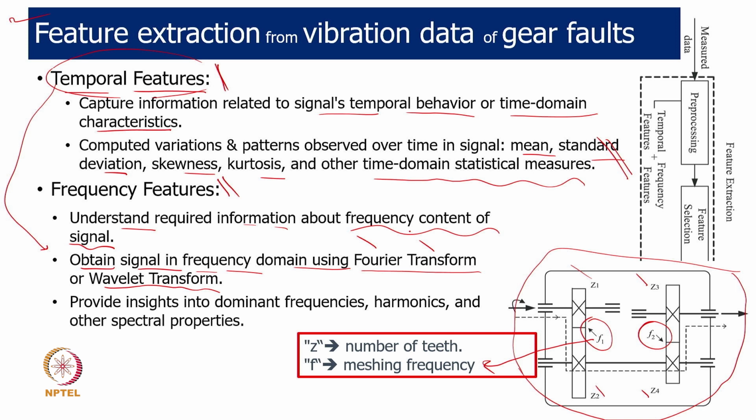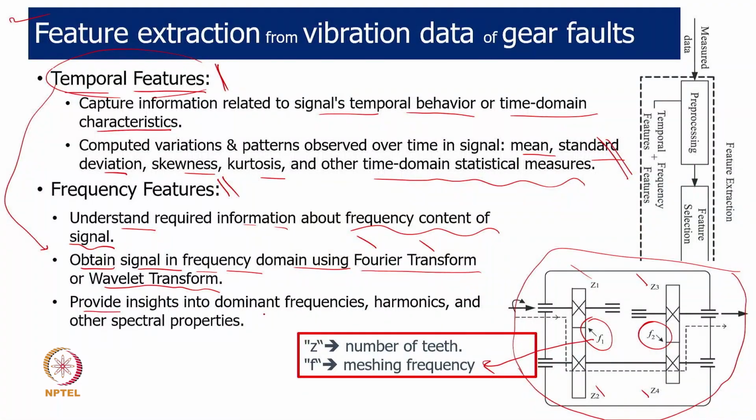In this case we go ahead with the Fourier transform. When we require both the time and frequency, we go with the wavelet transform. Now this provides insight into the dominating frequency, its harmonics, and other spectral properties. This is what I am just trying to give.